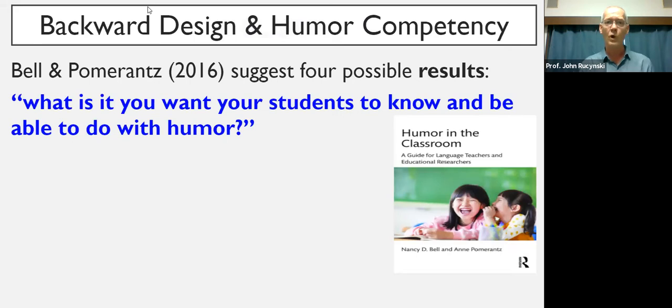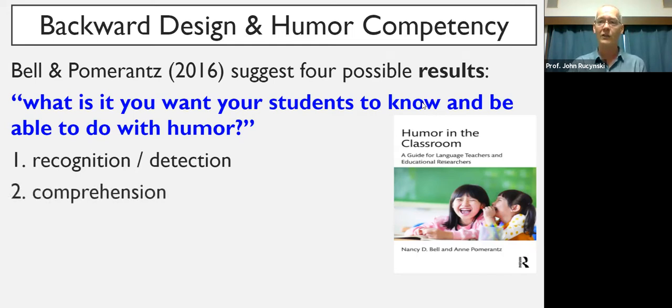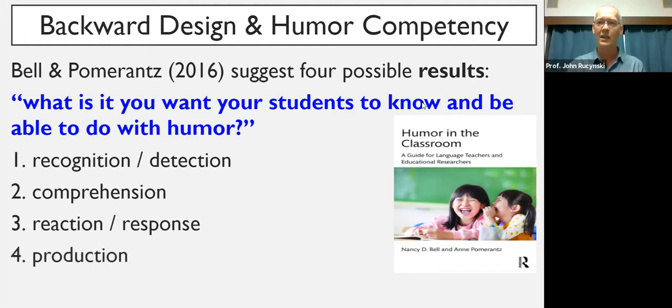Okay, so here's the question again. What is it you want your students to know and be able to do with humor? And one step, as some people said, just recognition or detection, seems very obvious. But again, if it's in an L2, or even the L1, we don't always know when someone is joking. And then after that is the comprehension. You may know it's a joke, but you still don't understand it. And then as someone wrote, a reaction or response. So if someone's trying to be humorous with you, do you make a joke in return? Do you show appreciation? And then finally, production.